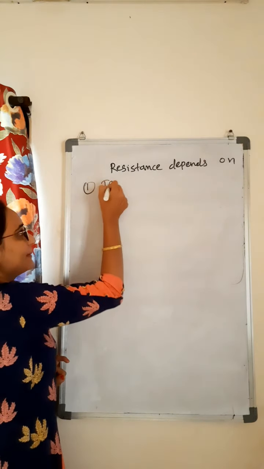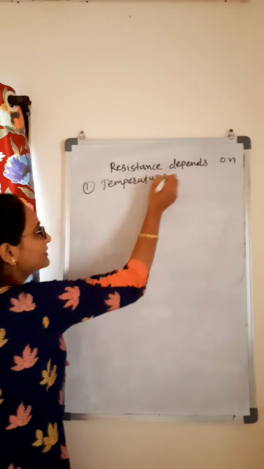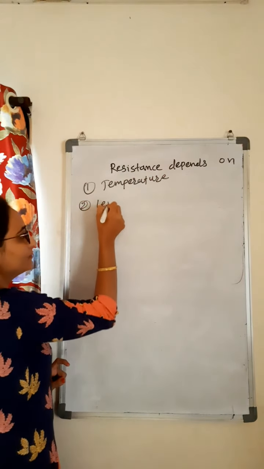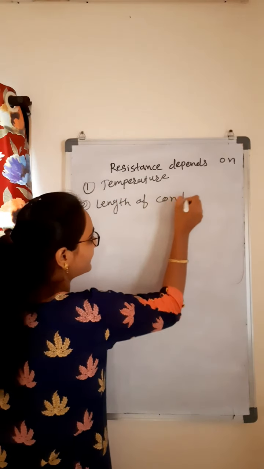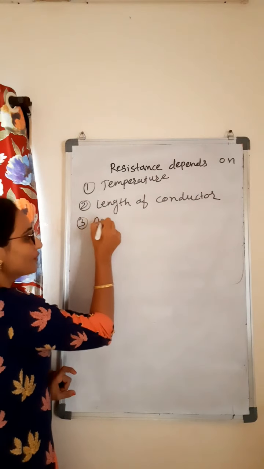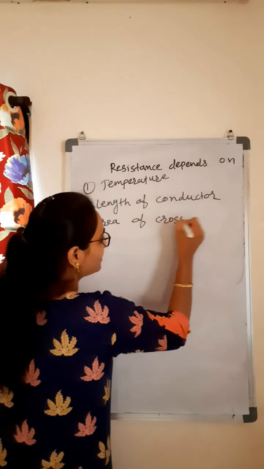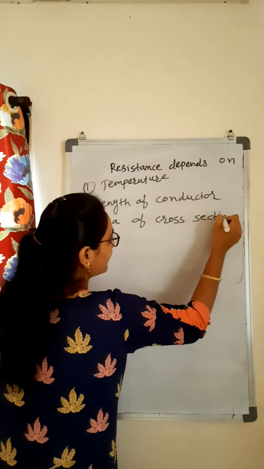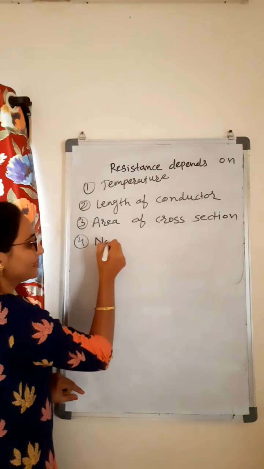First factor is temperature. Second factor is length of the conductor. And third factor is area of cross section. And fourth point is nature of the material.